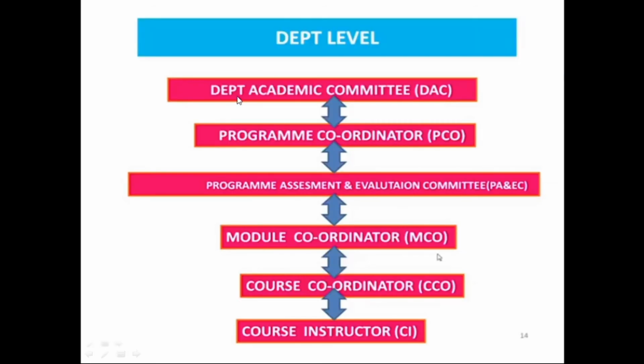So every department has a department academic committee, which defines the program, the curriculum, and how much weightage is given to each part of the curriculum. In line with that, the program academic coordinator is the overall coordinator of the program. He has to find out how the curriculum is matched with the POs. He has to guide the program assessment evaluation committee. Then there are module coordinators, course coordinators, and course instructors.